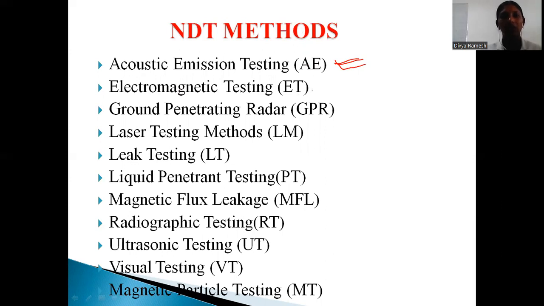Next one is electromagnetic testing. In electromagnetic testing, they use electromagnetic radiation, so they will pass EMF waves. Next one is ground penetrating radar, where they will use a GPR system. Next one is the laser testing method, where laser waves are used. So in different types of testing methods, they will use different sources.